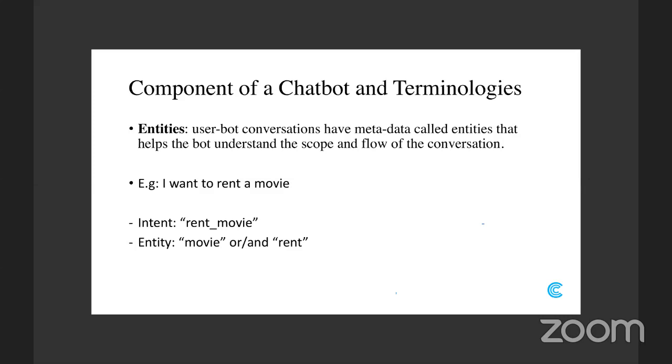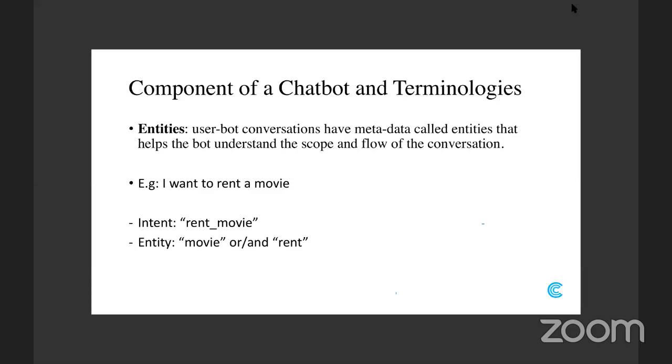Why am I constantly using eating rice? I like food, I guess. Let's just change something else. Let me go with the rent a movie example I have here. So I want to rent a movie, right? The intent here is rent movie, right? And the entity is movie, for example, right?